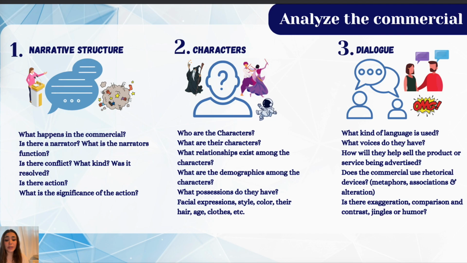So number 2 is characters, where you basically want to know everything about the characters, who they are, what relationships exist among them, their demographics and possessions they might have, things like facial expression, style, color, hair, age, and clothes.